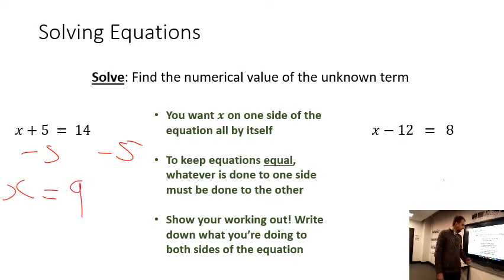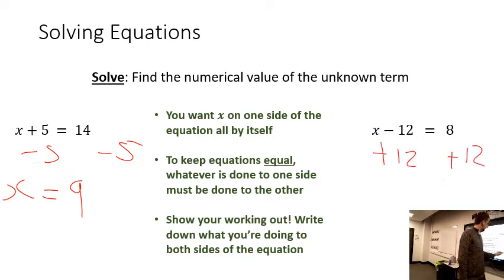Same here on the right hand side, we want x on its own. What's the opposite to subtracting 12? It's adding 12. So we have x is equal to 20.